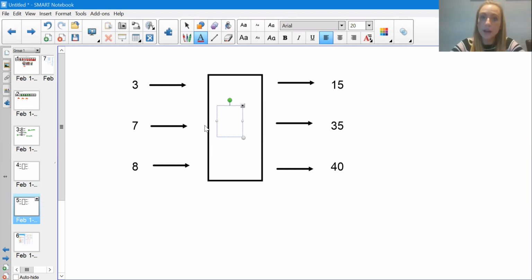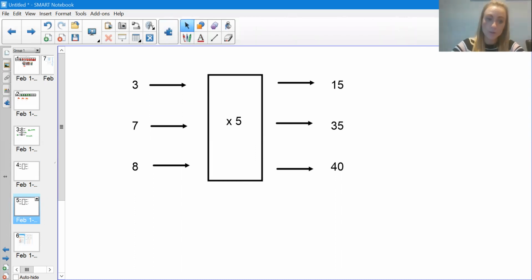So what can I multiply 3 by to get 15? I can multiply it by 5. Does that rule work for all of my numbers? 7 times 5 is 35. 8 times 5 is 40. Yes, that rule works for all of my sets of numbers. So I know that that rule is the right rule.